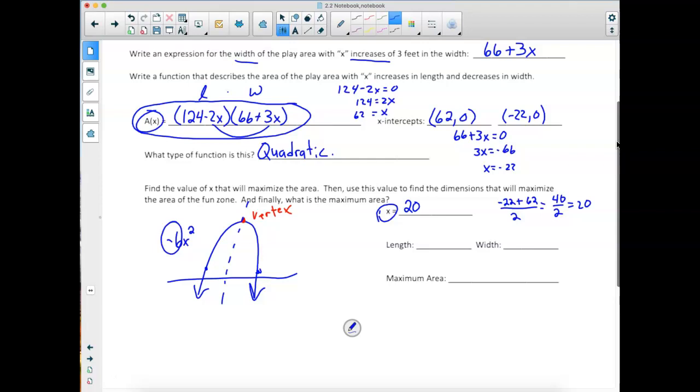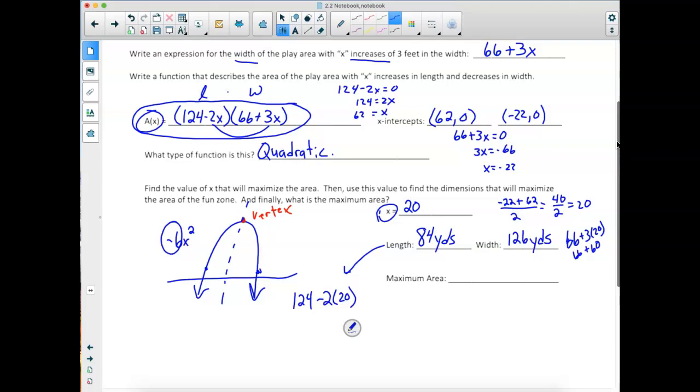Well, if I decrease it 20 times, what is my length? My length was 124 minus 2, and I'm decreasing it 20 times. So what's 124 minus 40? 84 yards. Well, if it's 84 yards long, how wide is it? Well, that's coming to my width over here of 66 plus 3 times 20. Well, that's 60 plus 66. I guess that means my width has to be 126 yards.